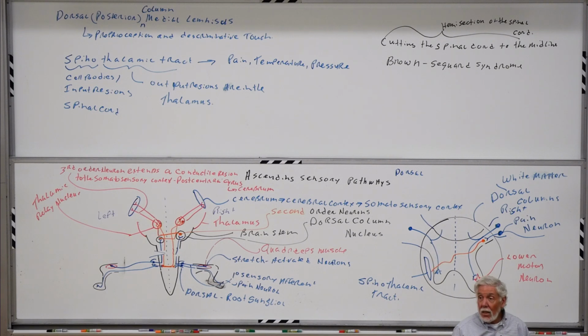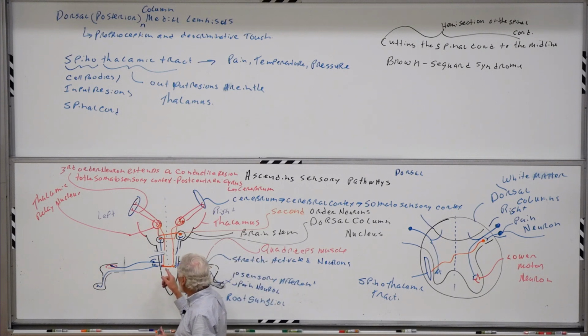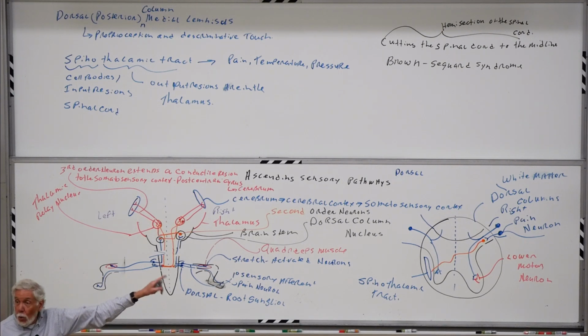Yes? Is there much of a difference in the speed of information traveling in the spinothalamic tract than in the dorsal column? Probably so. Because particularly proprioception, the proprioception primary sensory afferents are some of the most heavily myelinated neurons in the body. It's one of the reasons why the reflex arc is so quick.